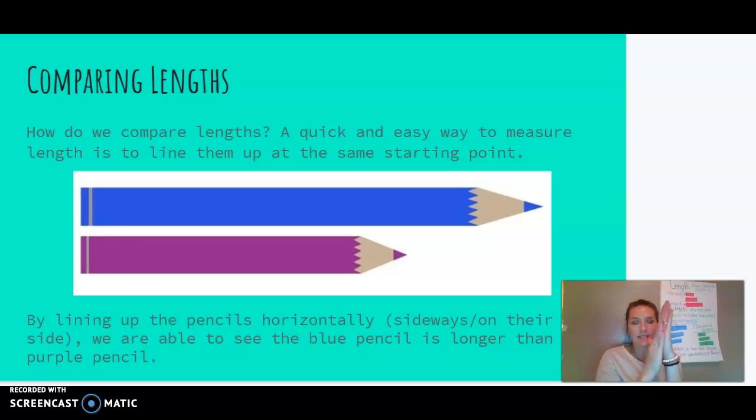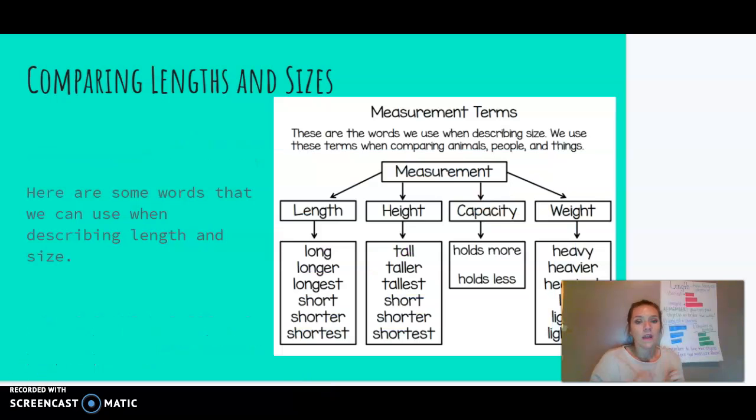I'd even put them against a wall, against a ruler, against something flat, so I know that they are even with each other, okay? By lining the pencils up along an even line or an even edge and laying them horizontally when they're side to side, okay? I'm able to see that the blue pencil is longer than the purple pencil. By lining them up and finding a common point, I'm able to see which pencil is longer, okay, or which pencil is shorter.